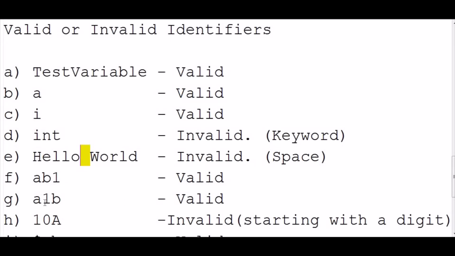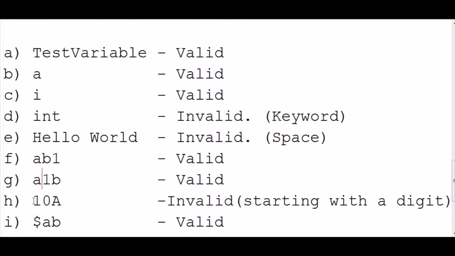Now let's take the next two identifiers. The first one is AB1 and the next one is A1B. Here the digit is added towards the last, whereas here the digit is inserted in between. Digits can be used either in between or towards the end. That is not a problem. So these two are valid. AB1 is valid. Again A1B is also valid. Digits can come either in between or towards the end. Anywhere in the middle or towards the end is okay.